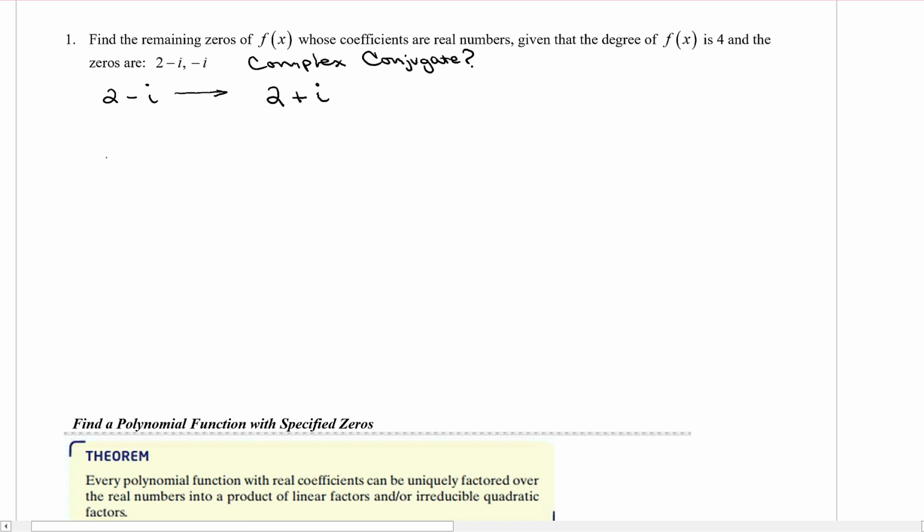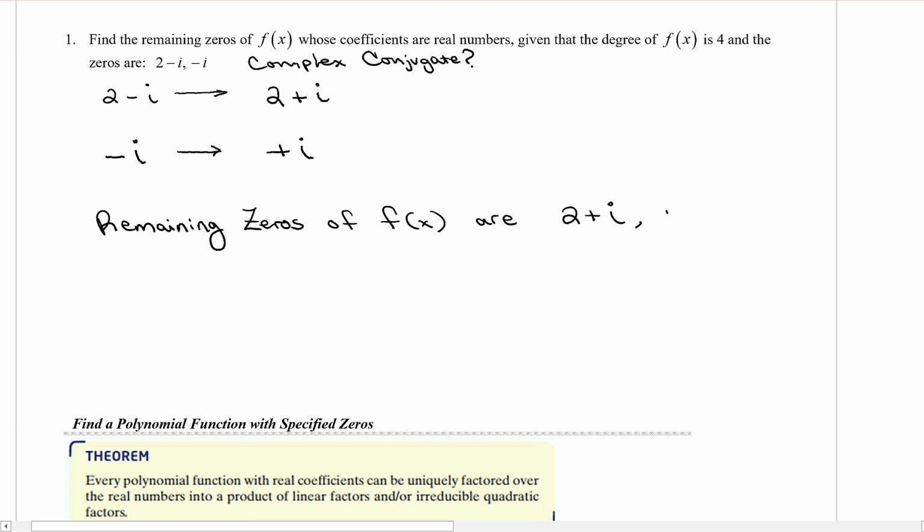Remember, we said these come in pairs. And as for negative i, the complex conjugate of negative i is just going to be positive i. So this is 1, 2, 3, 4. There's your 4 zeros. Because this is a 4th degree, we know it has to have 4 complex zeros. So the remaining zeros of f of x are going to be 2 plus i and positive i. And that's it. We're done for that problem.